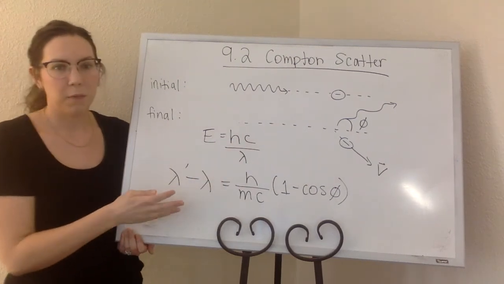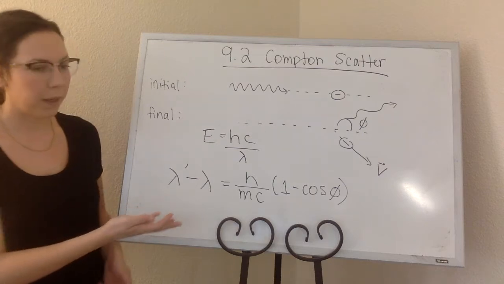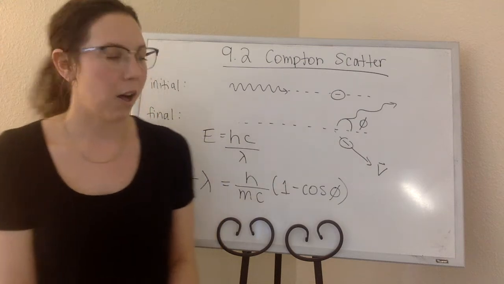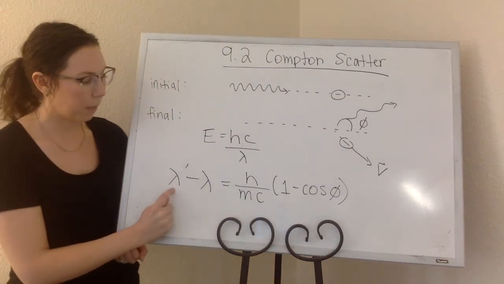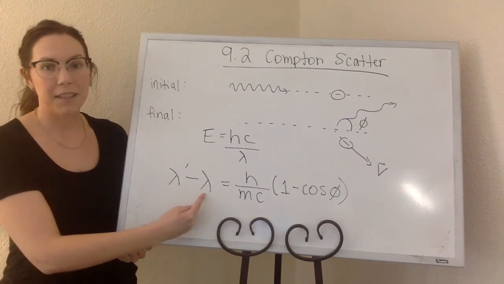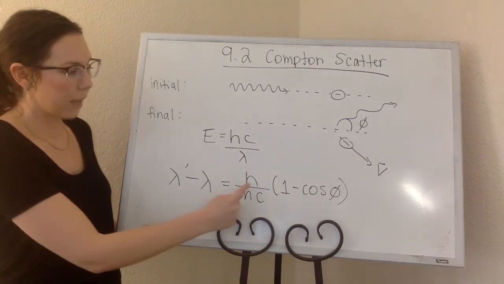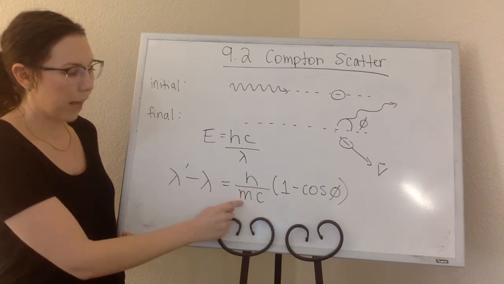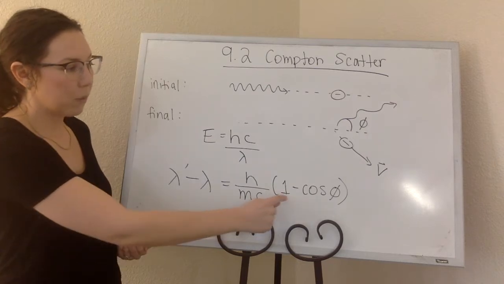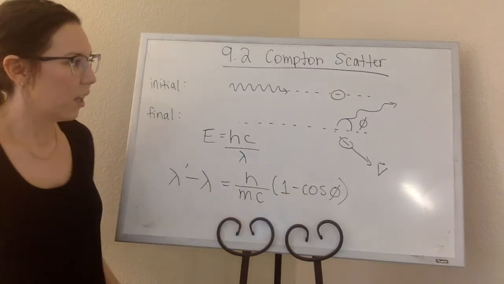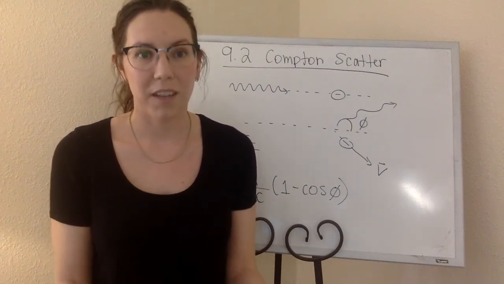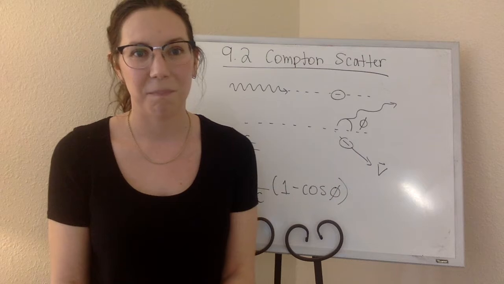So in general, the formula for the difference between the wavelengths from the incident photon to the scattered photon is called the Compton shift, and it looks like this. Lambda prime, the scattered photon wavelength, minus lambda, the incident photon wavelength, equals h, Planck's constant, over m, the mass of the electron, c, the speed of light, times 1 minus cos phi. Notice here that phi is the scattered angle. Don't confuse that with the work function that we used in the previous section.